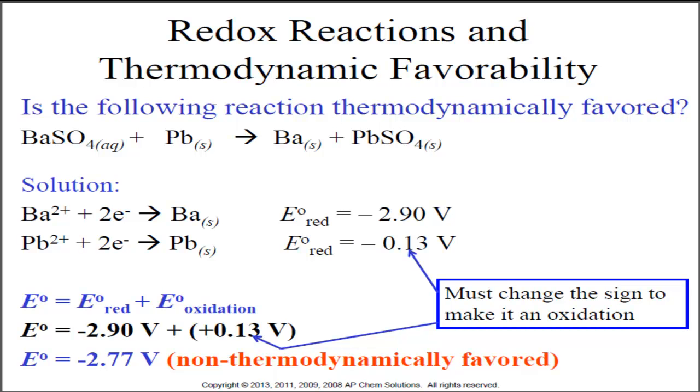Now, in this reaction, the forward reaction, we can see that our lead is being oxidized and our barium ion, our barium plus 2, is being reduced. Now, don't forget to change the sign of your reduction potential for lead, because we're looking at oxidation, not reduction. Now, this reaction is not going to be spontaneous because we have a negative standard reduction value.